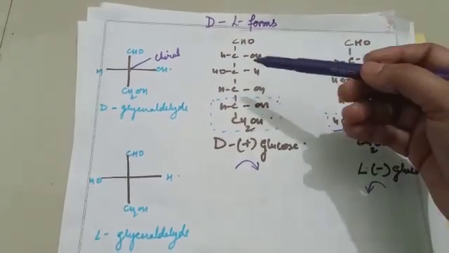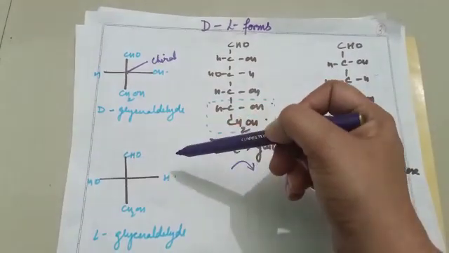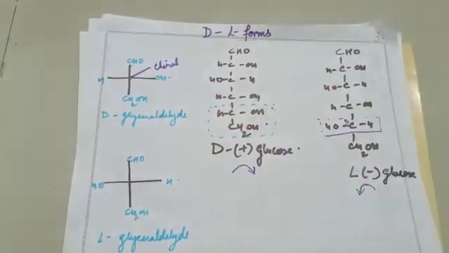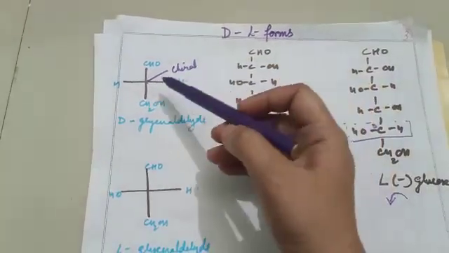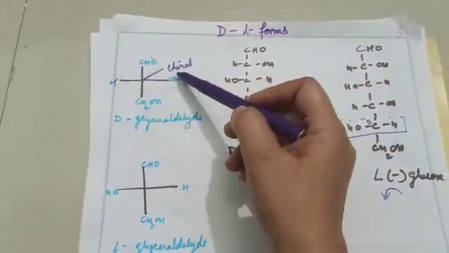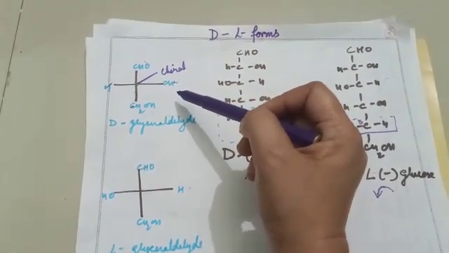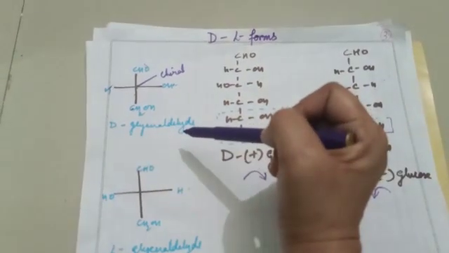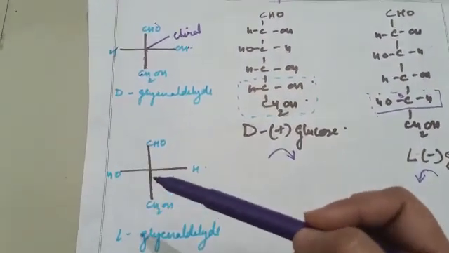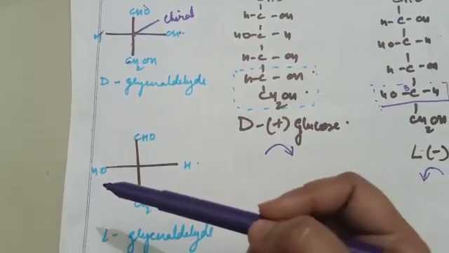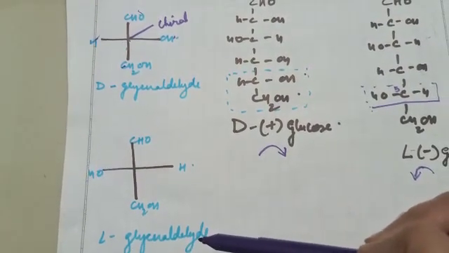Well, this is the open structure of glucose and this resembles D-glyceraldehyde. So it is called D-glucose. Now what is D-glyceraldehyde? Well, this is a chiral carbon with 4 different groups attached to it. And if the OH is on the right hand side, it is called D-glyceraldehyde. Now let's see the L-glyceraldehyde.